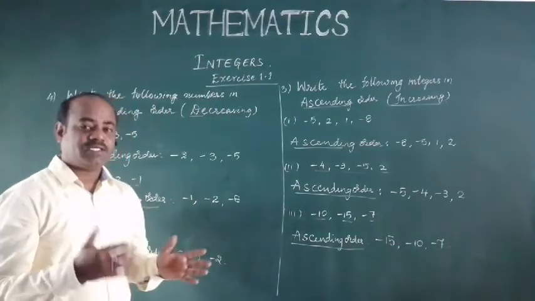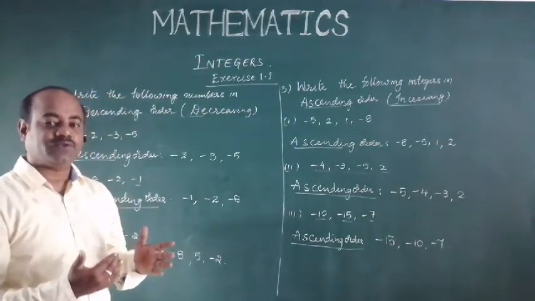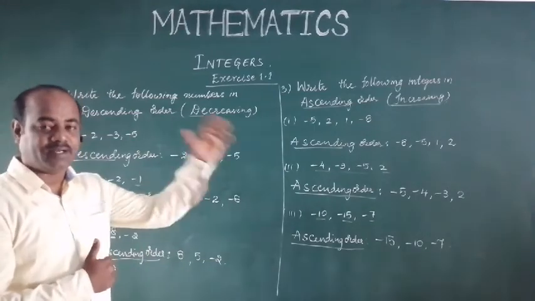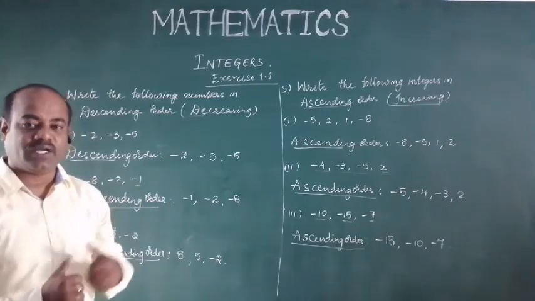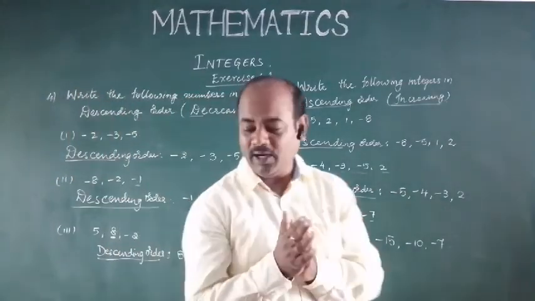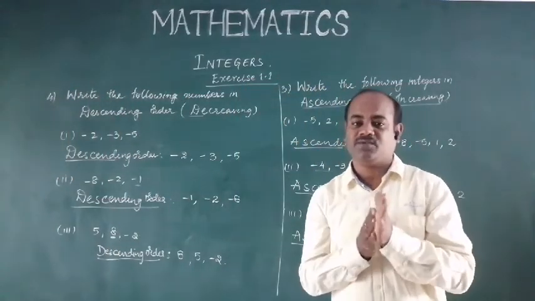Today you learned what are integers, what are in that integers negative also there. How can you write that one on number line? Next, ascending and descending order of integers you learned today in today's class. Tomorrow I will continue remaining problems of exercise 1 by 7.